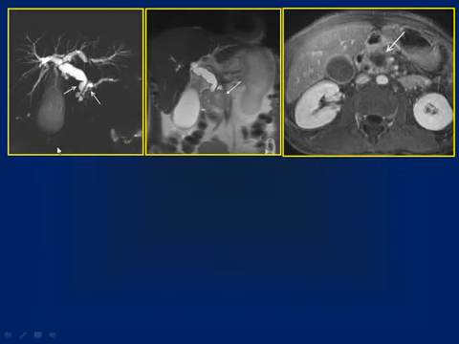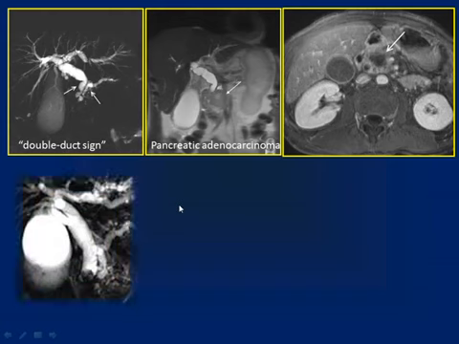Similar features are seen in MR imaging. This is a typical appearance of the double duct sign with MR imaging, dilation of both ducts. And of course, we have also always to rely on the coronal and axial images, where we see this mass at the level of the head of the pancreas with this necrotic appearance, a typical case of pancreatic adenocarcinoma.